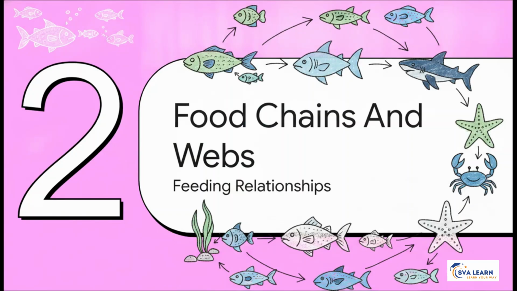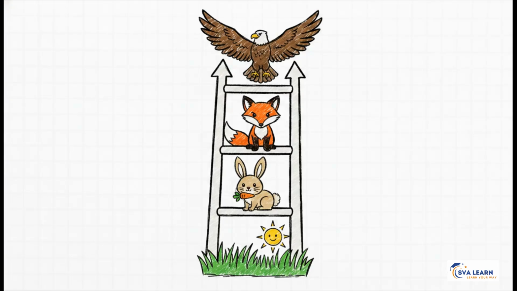Moving on to Section 2, Food Chains and Webs. Now that we've built our aquarium, let's zoom out and see how these characters interact in the wild. In nature, organisms feed on one another in a very specific sequence. This sequence forms a food chain.